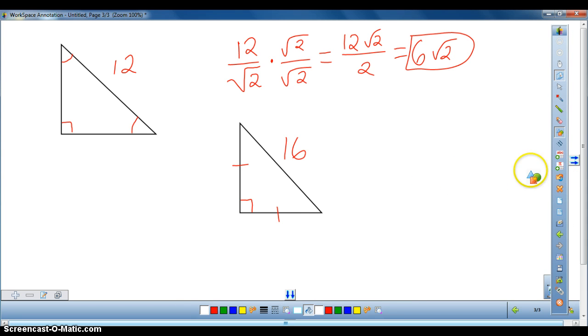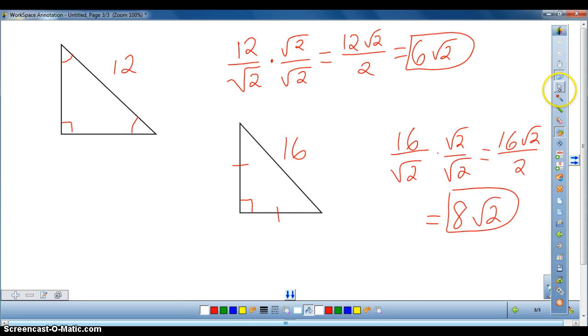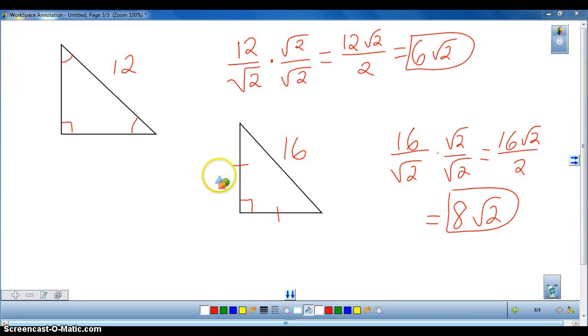Okay, so hopefully you are ready to check your answer. Here's my work. Notice how, again, I divided by the square root of 2, rationalized the denominator by multiplying by radical 2 over radical 2, and it simplified to 8 square root of 2.